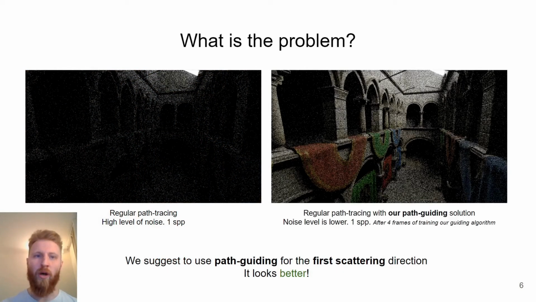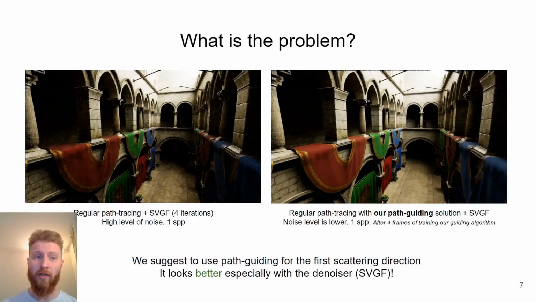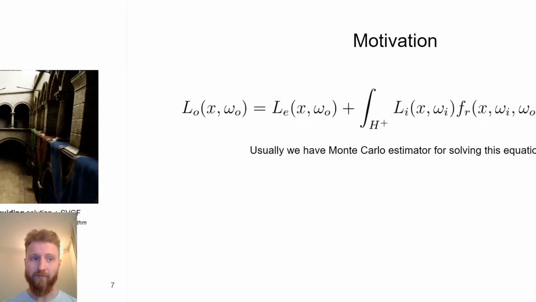This is the reason why we suggest using path guiding for sampling the first scattering direction, and as you can see, it really improves results. Moreover, it decreases the bias of the denoiser output. So this technique is our research.